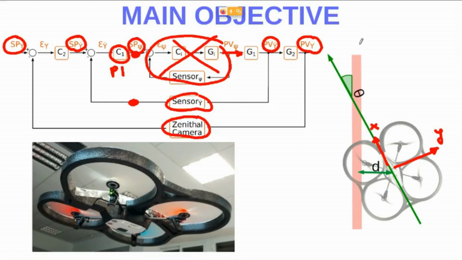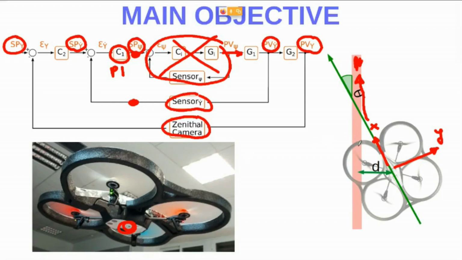Remember, we have a line here. Can you see this red line? Okay, on the floor of the lab, I told you before. And the main objective is to make the aircraft follow this line. Okay, that's the idea. We're going to use the zenithal camera. The zenithal camera is in here, okay? Here, at the bottom of the aircraft, okay?